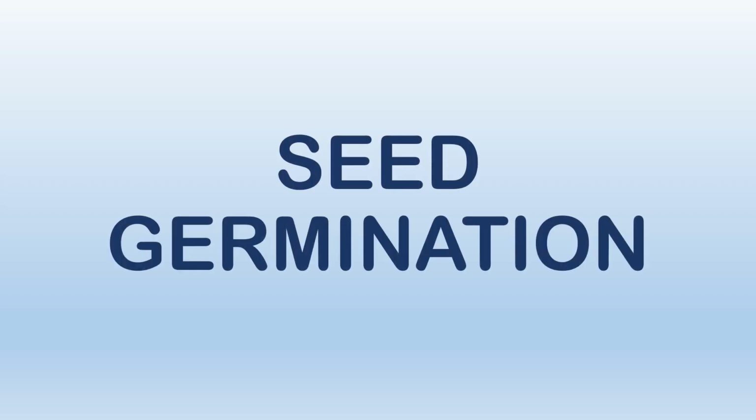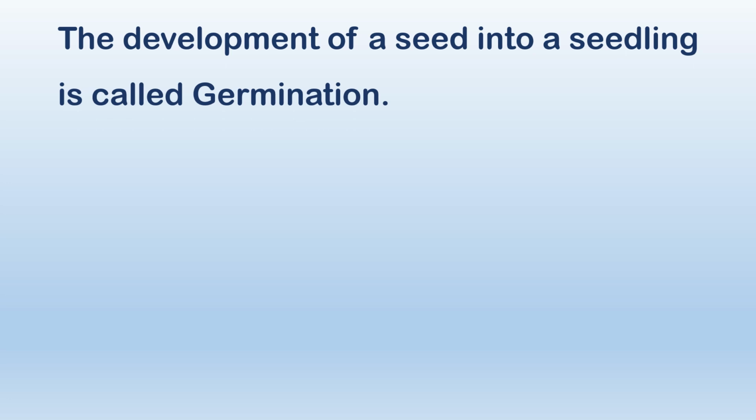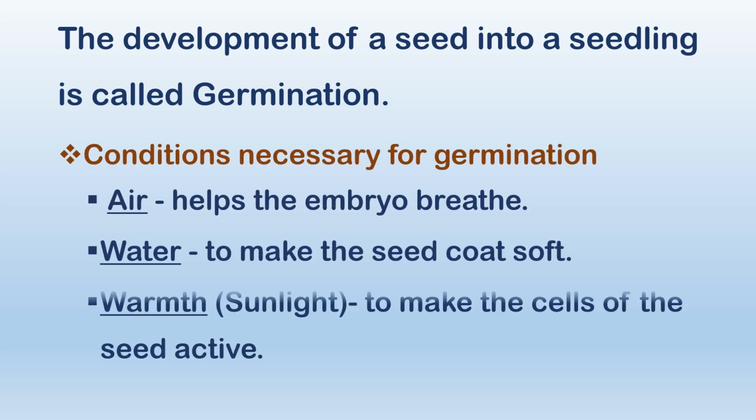Moving to the next topic, which is the germination of a seed. Let's understand what seed germination is. The development of a seed into a seedling is called germination. We have studied the parts of a seed, but how do these parts grow into a plant? That process is called germination. Certain conditions are very important for germination to happen successfully.